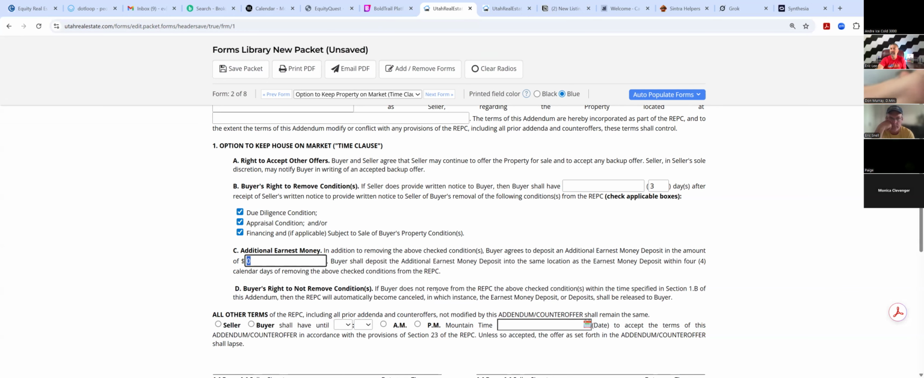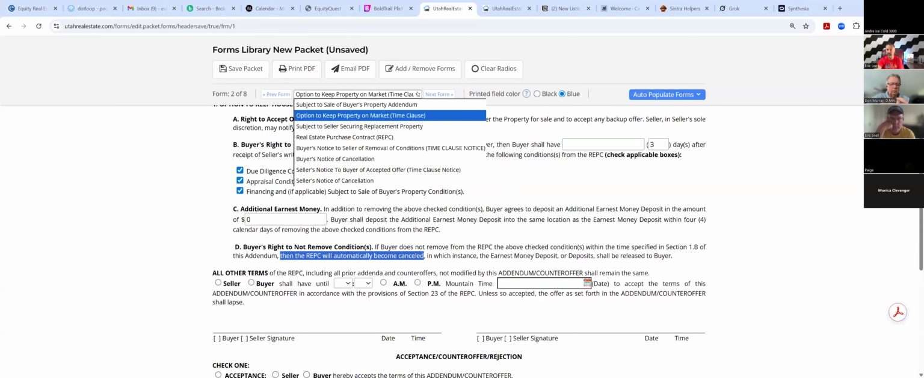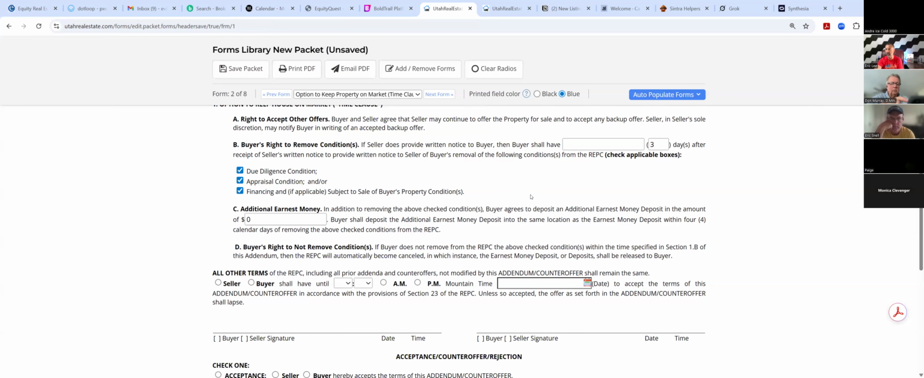Now, if buyer does not remove from the REPSI the above checked conditions, if they say, hey, we just can't do that within the time specified in section 1B of this addendum, or 3 days, then the REPSI automatically becomes canceled. That means I don't have to send a notice of cancellation. So as a buyer, I have to send this notice to removal of conditions. If I don't do that, it's an automatic cancellation. That is very important to understand, right?